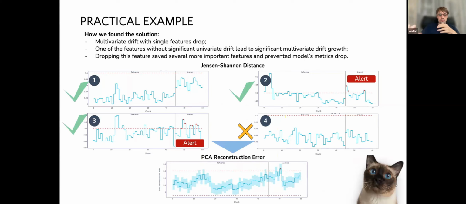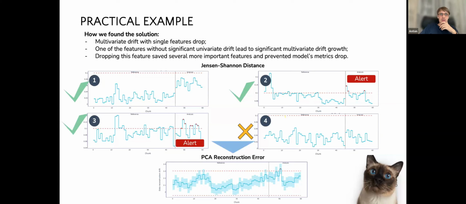Well, first of all, we started to drop every feature in the model one by one while measuring multivariate data drift by PCA reconstruction error. Why is this? Because as we know, the model doesn't operate with features themselves in isolation. It works in a multidimensional space, and it works with all the features simultaneously. To address this, we used a different approach: dropping every possible feature in the model.